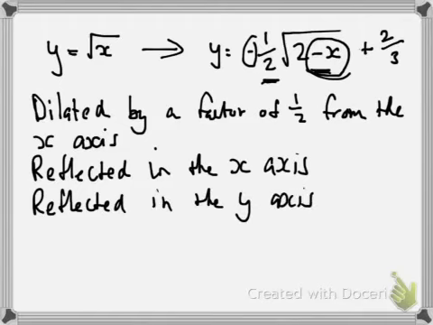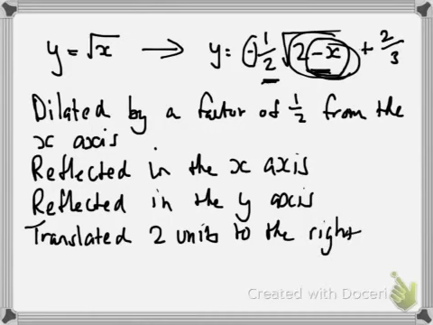Now, 2 minus x, that means its endpoint will be at 2, so that means it's going to be translated 2 units to the right, and the plus 2/3 out by itself there, translated 2 on 3 units up.